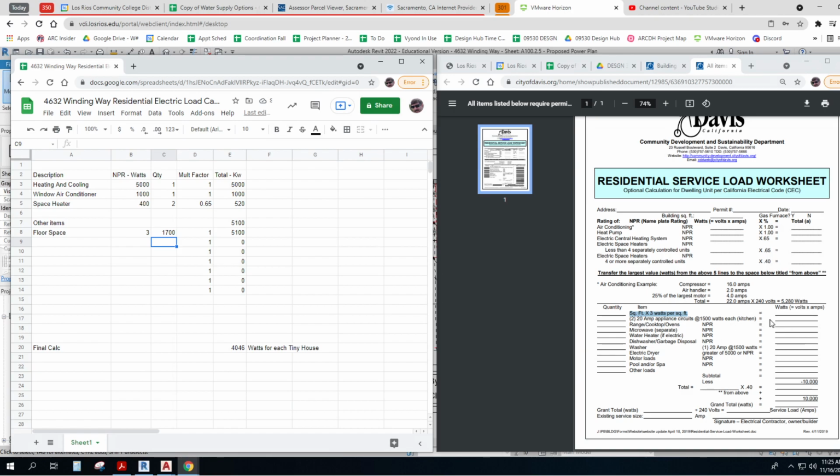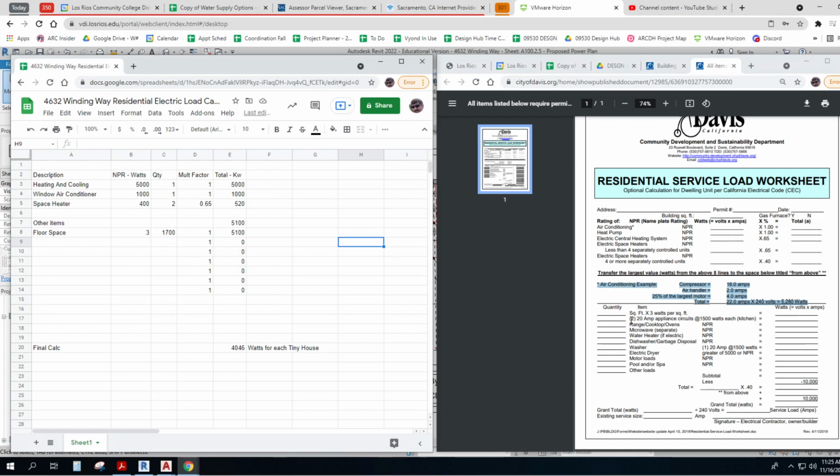And there is no multiplication factor on all of these, so we'll just do, and we're not going to go through all of this stuff. I just want you to get an example. But there's a floor space. 3 watts times how many square feet?